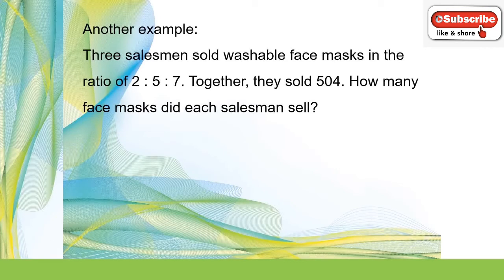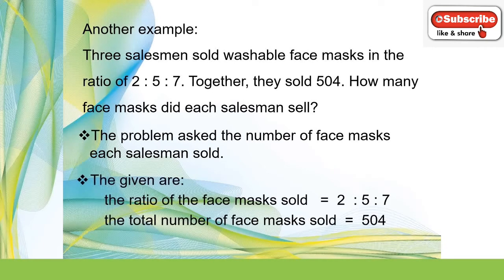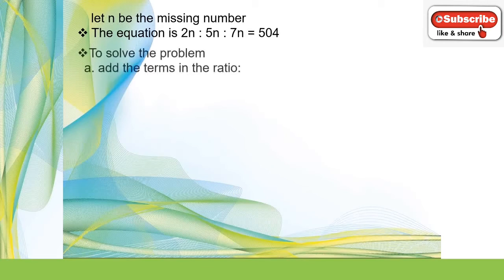3 salesmen sold washable face masks in the ratio of 2:5:7. Together, they sold 504. How many face masks did each salesman sell? The problem asks the number of face masks each salesman sold. And the given information are the ratio of the face masks sold 2:5:7 and the total number of face masks sold 504. To write the equation, let n be the missing number. So the equation now is 2n:5n:7n equals 504.